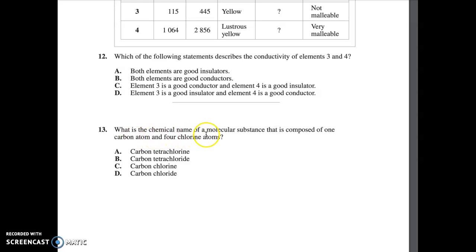What is the chemical name? Okay, so this is where we'd use the prefixes. When you have 4, it would be tetra. And we always change the last little bit to "ide." So we have carbon tetrachloride, this one. Okay, chlorine no, because they don't have the "ide" at the end. Okay, this is what you'd call it if it was ionic.